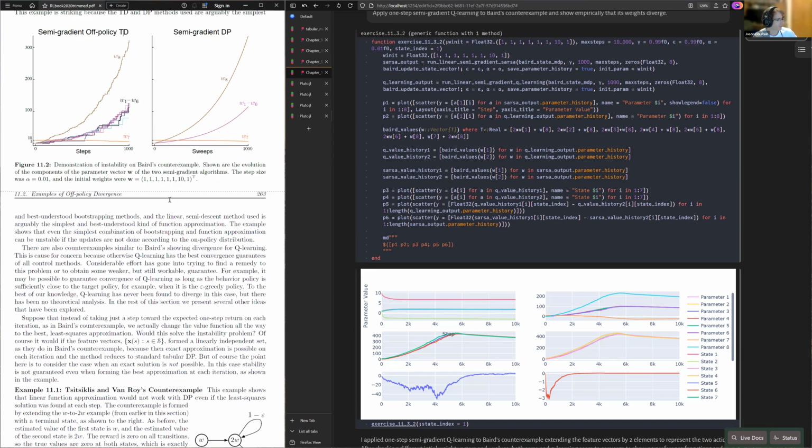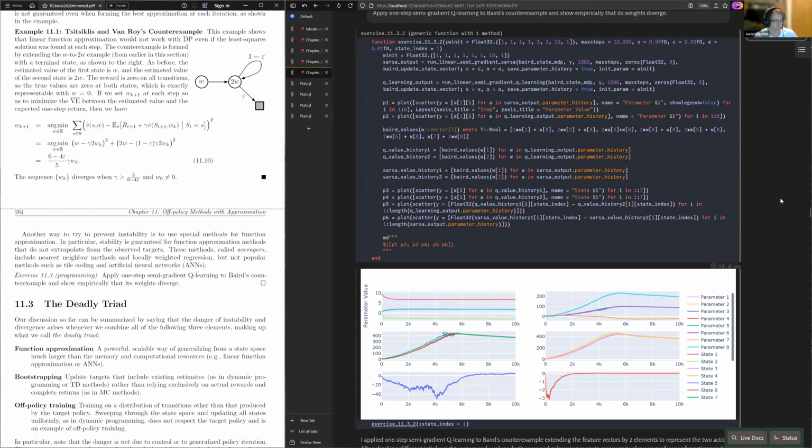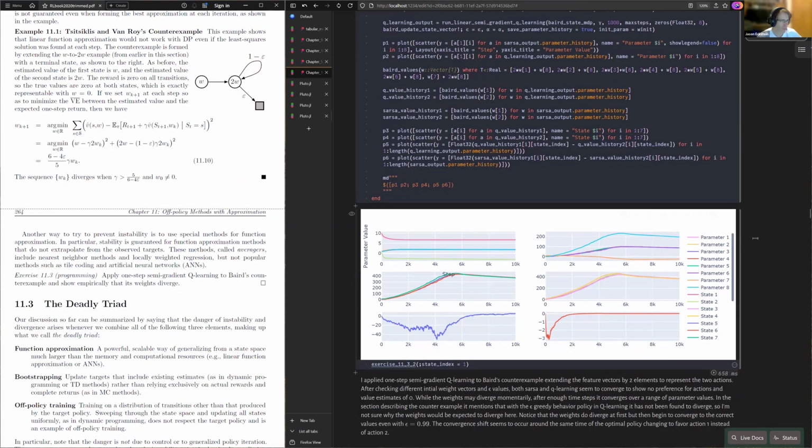Now, I had solved this earlier with Q-learning, and these are just some different charts. On the left chart is what happens if you just do semi-gradient Sarsa, which is the on-policy method, where I have some value of epsilon. And in this case, this is showing the weight values over time.